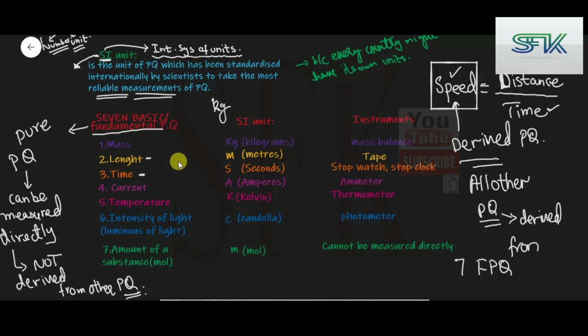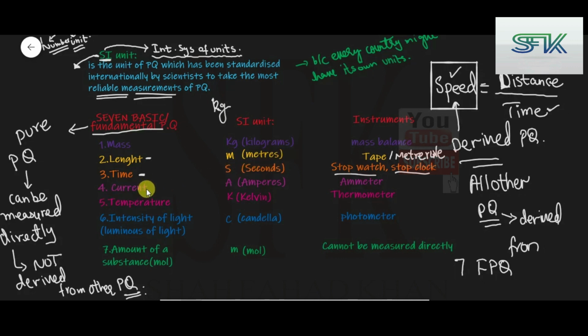Now the second one is length. The SI unit is meters, and the instrument is a measuring tape. It can be a meter rule as well for small distances. We can also have half meter rules and measuring tapes, and for even smaller distances, there is another instrument called a ticker tape. Then we have time. Time is measured by a stopwatch, or a stop clock. In case of very long durations, a pendulum clock can also be used, and the SI unit is second.